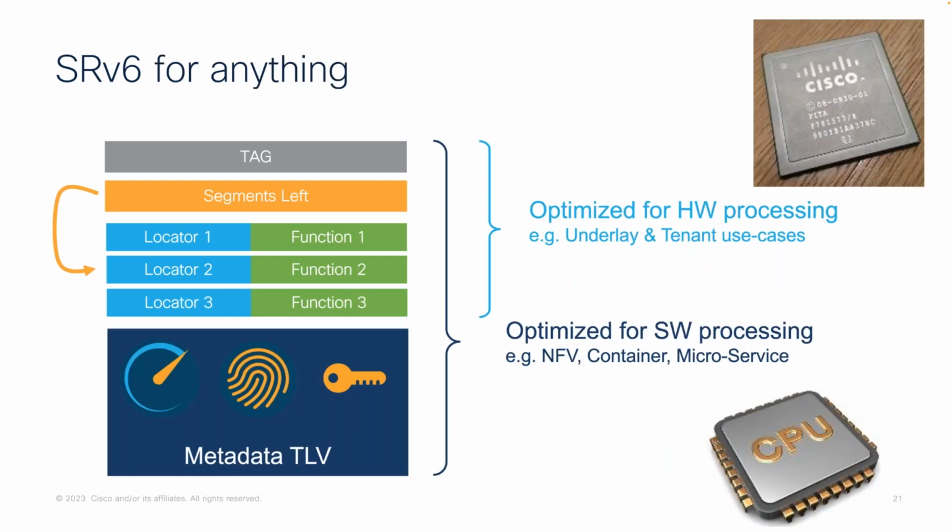The SRH tags, segments left, and functions are really optimized for hardware processing. So you'll see the higher speed NPUs operate on those and not necessarily look at the TLV and metadata that follows the SRH. The TLV data is of much greater use for function virtualization or microservices that may implement functions along the path that this packet is going to take.